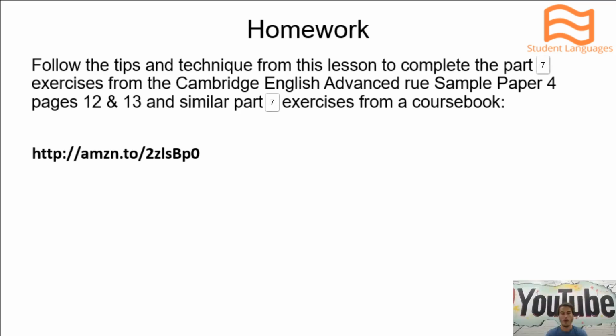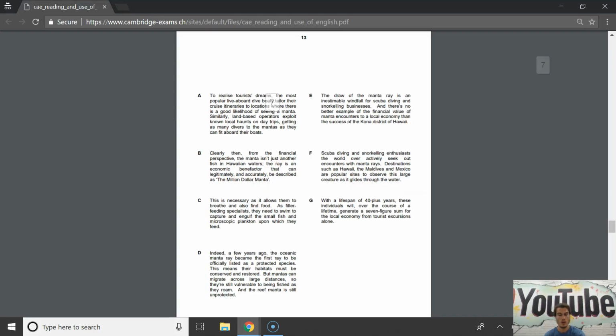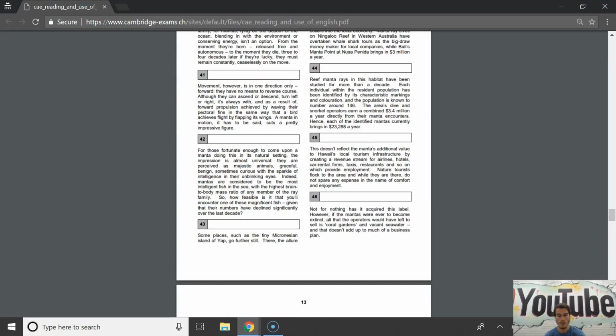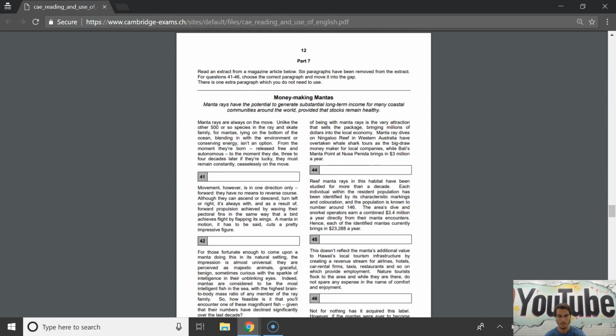Okay, so for homework, what I'd like you to do is to follow the tips and technique from this lesson in order, because I take you through the process of what you should do first, what you should do second, what you should do third. So follow the order to complete the part 4 exercises from this sample paper here, which we opened earlier, on pages 12 and 13.